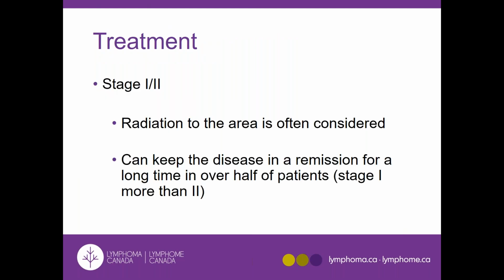Stage 1 to 2 patients often will have radiation to the area, and this can keep the disease in remission for a very long time. And so this is different than having stage 1 to 2 diffuse large B-cell lymphoma, for example, where chemotherapy is always a part of the treatment, or most often in follicular lymphoma, it may just be radiation.